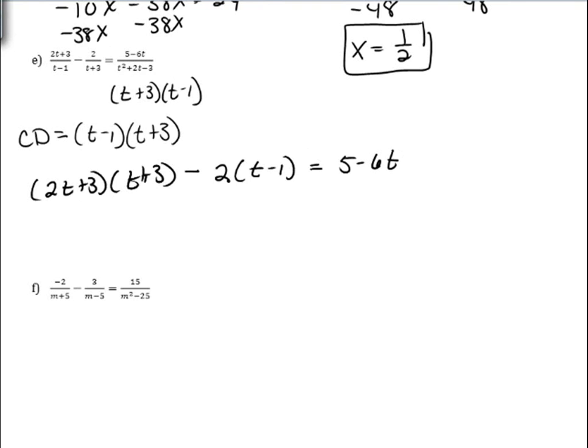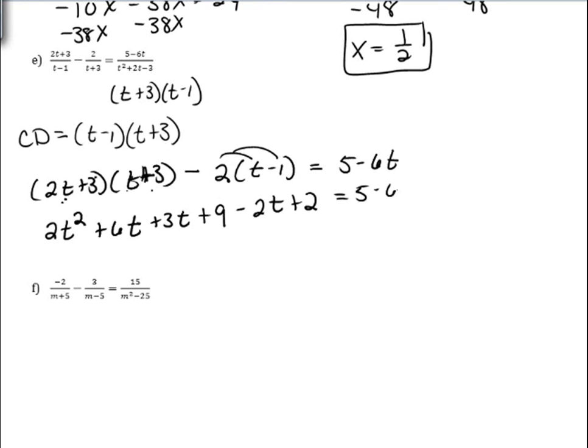So again, we can put each of these terms over the common denominator now that we have it, but we're just going to ignore them anyways, so we might as well just leave them gone. Now we need to do FOIL here. 2t times t is 2t squared. 2t times 3 is plus 6t. And 3 times t is plus 3t. And then 3 times negative 3, nope, that's a positive 3, is 9. Now we need to distribute the -2. That gives me negative 2t plus 2, and it's equal to 5 minus 6t.